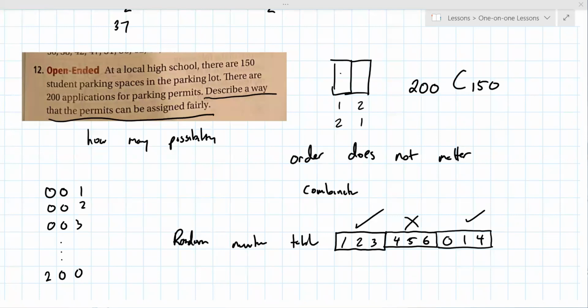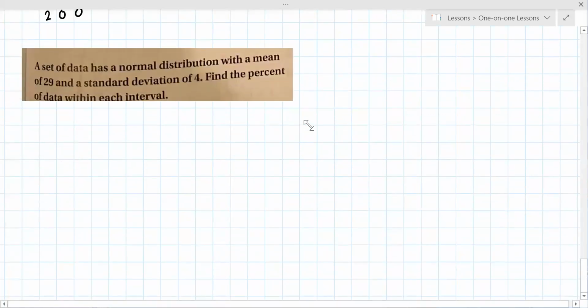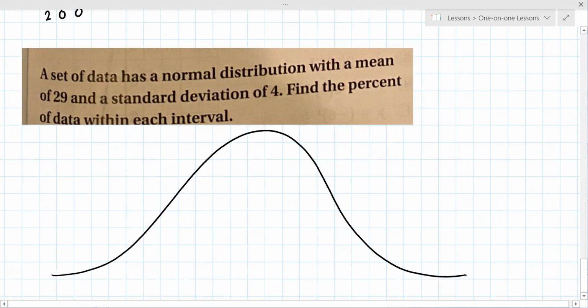Okay, moving on to the next set of questions, 13 and 14. For 13 and 14, they tell you that a data set has a mean of 29 and a standard deviation of 4. So you have to be able to draw a normal distribution curve, a nice one like that. You cut it in half, and that's 29. One standard deviation from the mean, I'm just drawing this arbitrarily, is about there, 2 is about there, and we'll say 3 is about there.